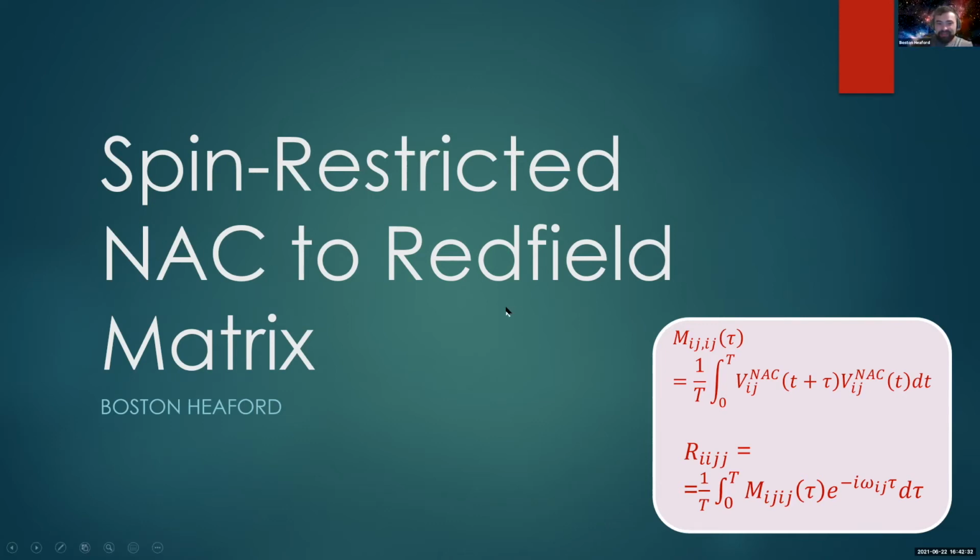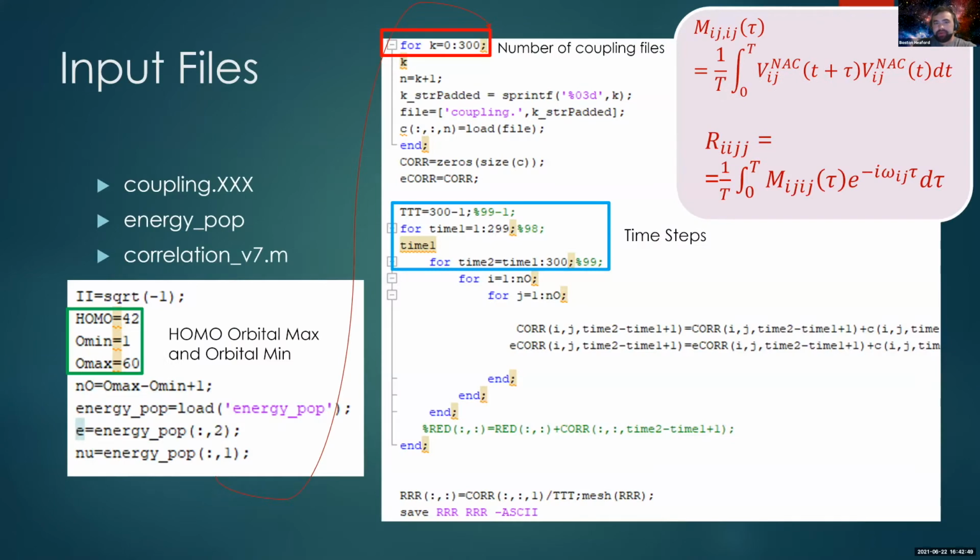So yeah, it's a spin restricted non-adiabatic coupling data converted to the Redfield matrix and also visualized. Some of the important equations are listed down below and also on the next slide. In order to do the conversion from the data to the Redfield matrix, you'll need three types of input files.